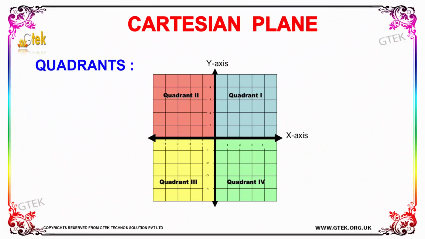Now let's discuss quadrants. As we know, there are 4 quadrants. This region is quadrant 1 and this region is quadrant 2, this one is quadrant 3 and this one is quadrant 4.